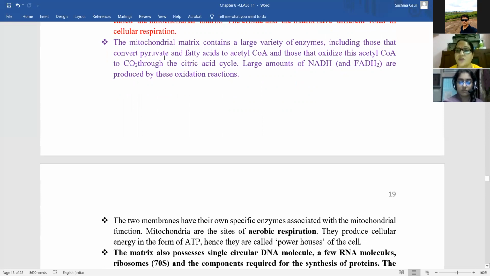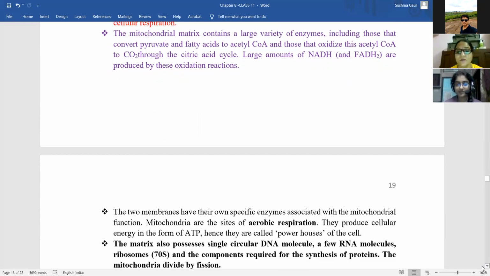So for now, you have to remember only the things that are written here. What is the function of the mitochondrial matrix? It is responsible for conversion of pyruvate to fatty acid and fatty acid to acetyl coenzyme A. And the second is that it is responsible for oxidizing the acetyl coenzyme A to CO2 through the citric acid cycle. There are different types of cycles: citric acid, Krebs cycle, CAM cycle, C2, C4, C3. You will study them in 12th standard.